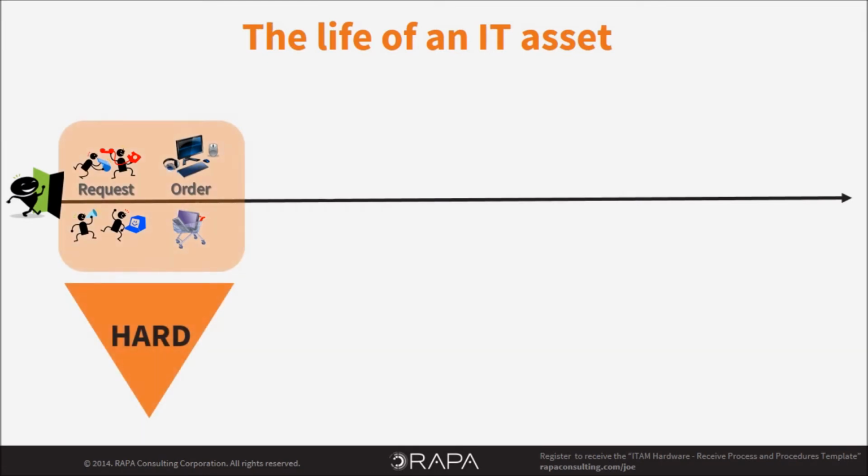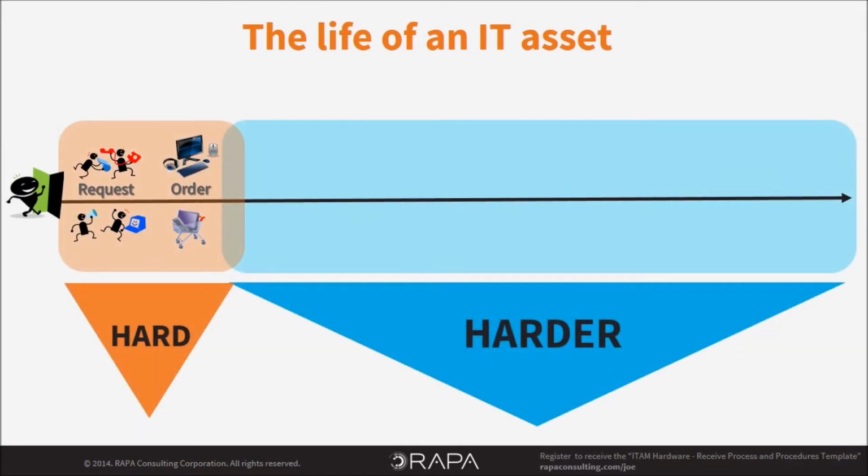The request and order process is hard, but it gets harder because IT assets are not fixed. Technology evolves and improves all of the time, and assets aren't assigned to one person or location for their entire lifespan. The changes that occur with an IT asset can significantly impact an organization's operating budget and the ability to meet compliance obligations if they are not managed.